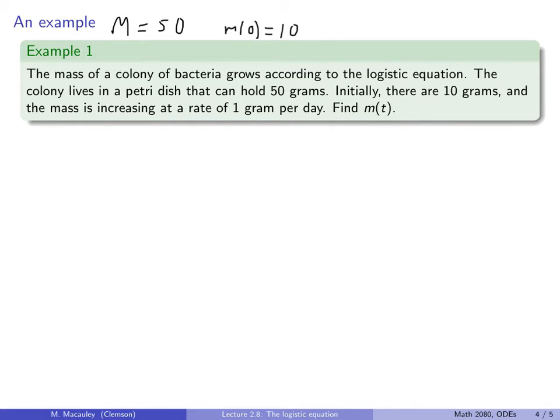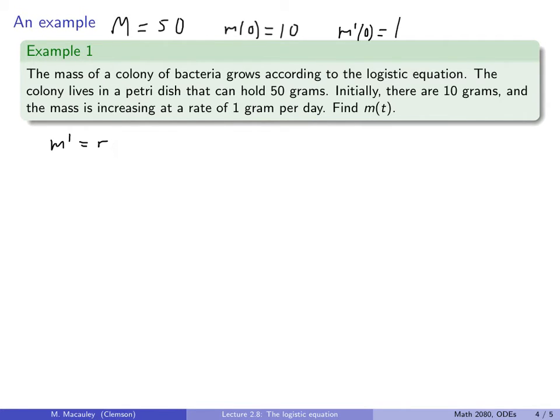And initially the mass is increasing at a rate of 1 gram per day. That does not mean that the constant r is equal to 1. That means that m prime of 0 is equal to 1. Find m of t. Okay, so let's write down the logistic equation. We don't have to, but it's going to make things easier. It's never a bad idea.